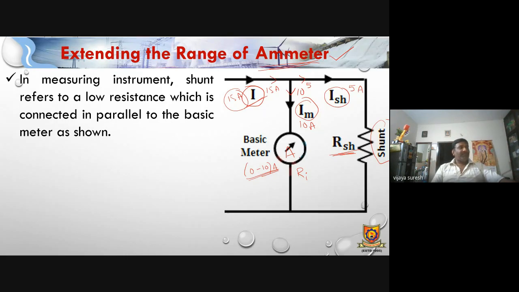The internal resistance of the meter and the shunt resistance. Which should be more and which should be less? Ri less, RSH more, like that you can just type in the chat box. I am seeing your answers. RSH is more. Resistance is more.